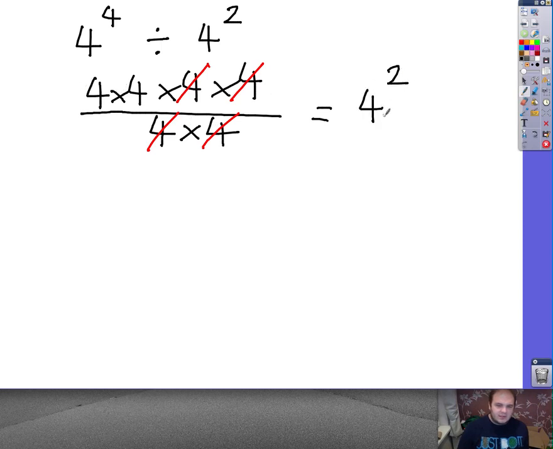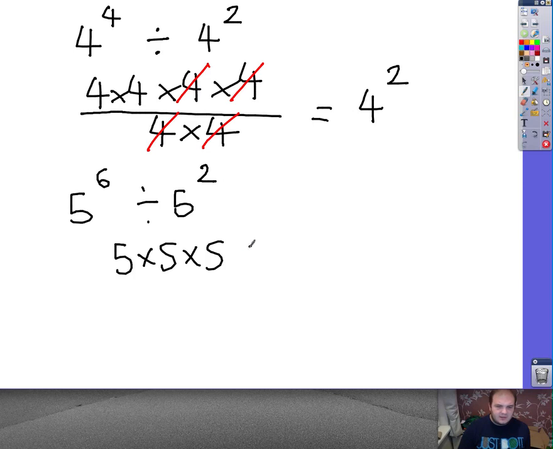So hopefully you've spotted what's happening here as well. I'll do another one for you. 5 to the power 6 divided by 5 to the power 2. I'm going to write them out in full again. So 5 times 5 times 5 times 5, a bit long-winded, times 5.